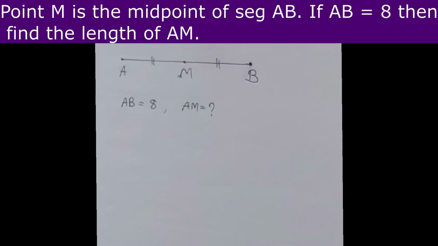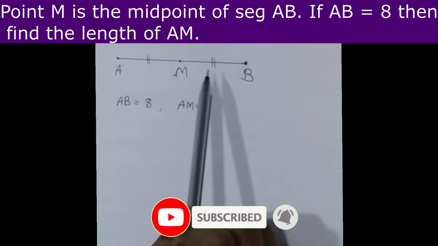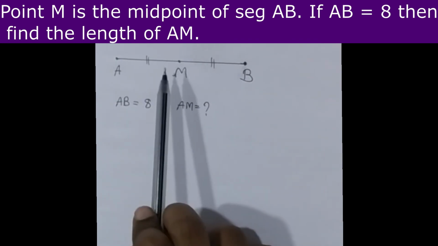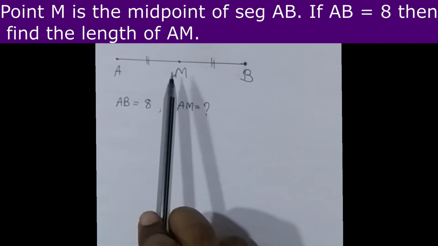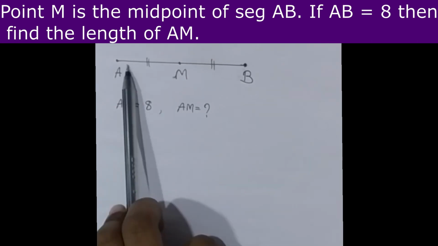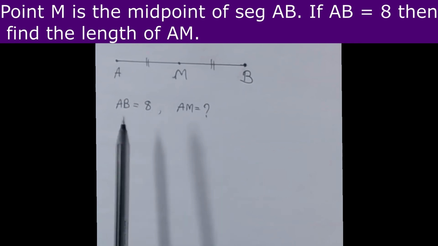See the question given on the screen. Point M is the midpoint of segment AB. If AB equals 8, then find the length of AM. So first we will draw the figure as given in the question. Here M is the midpoint of segment AB, right? So we will draw segment AB and put M as the midpoint. Now length of segment AB equals 8. Now we have to find the length of segment AM. So AM equals question mark.